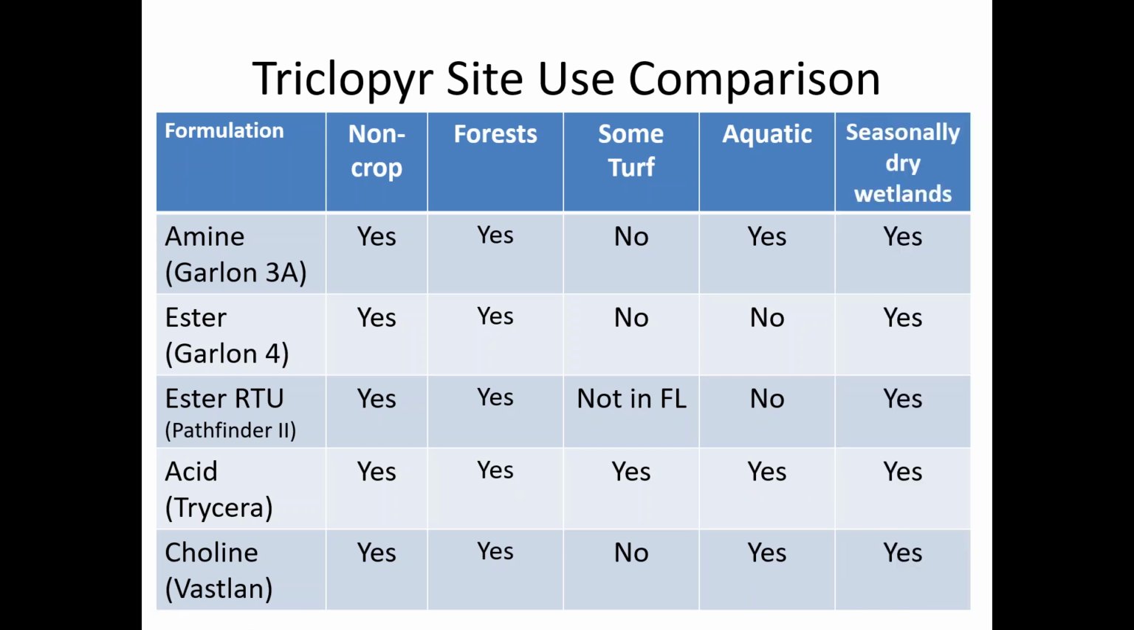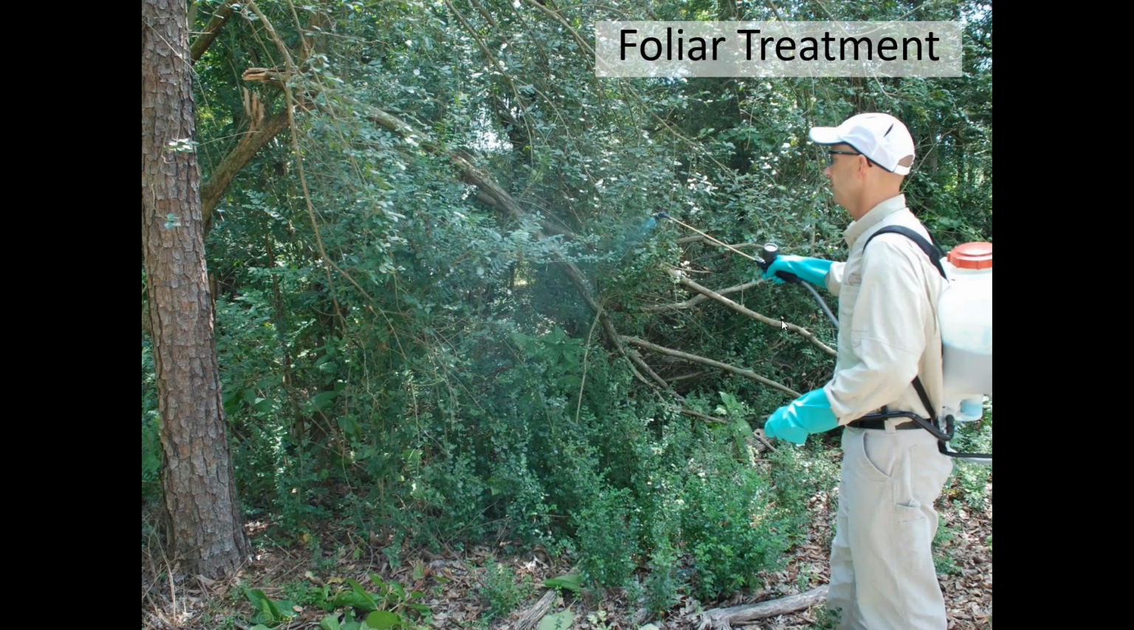So this is also going to come into play. And of course, all are labeled for use in seasonally dry wetlands. So they do have that going for them. So for example, this comes into play for things like the Ester formulation, working in seasonally dry wetlands during the dry season, when you certainly couldn't do it when the water is up, and you would be breaking the label in that case, or violating it.